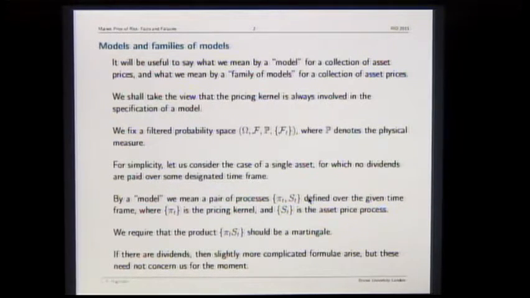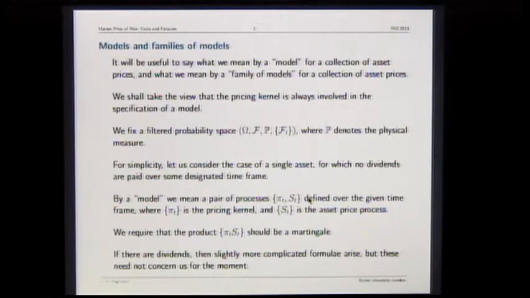To keep matters simple, we'll consider the case of a single asset when there are no dividends paid over the relevant time horizon. If there are dividends, or many assets, things are slightly more complicated, but not fundamentally more complicated. So by a model, we mean a pair of processes, pi and S. Pi is the pricing kernel, and S is the asset price process. And then we require that the product should be a martingale.